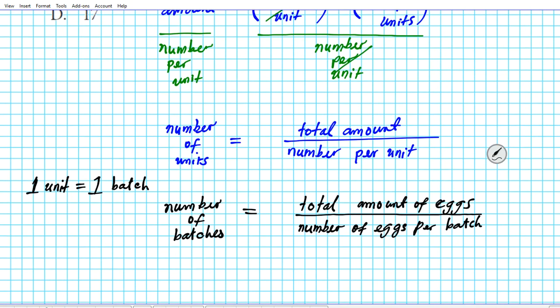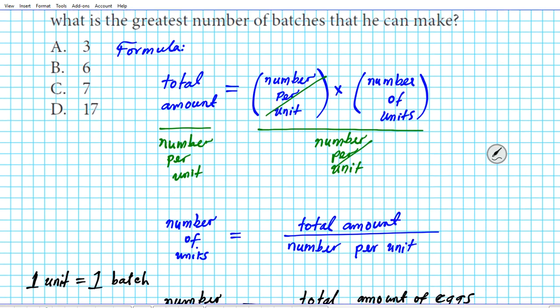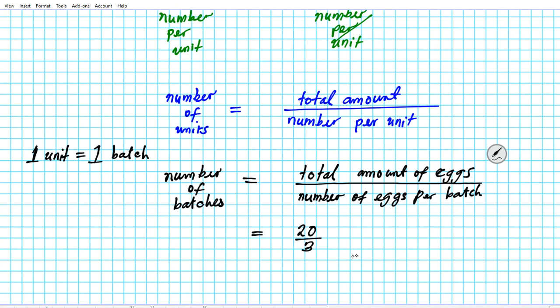So if we substitute, we're going to have the total number of eggs is 20 and the number of eggs in each batch of cookies is 3. Okay? Now if you take a look at the options that we have, these are whole numbers, so we have to divide this out, express it as a fraction, and do the accurate method of rounding.